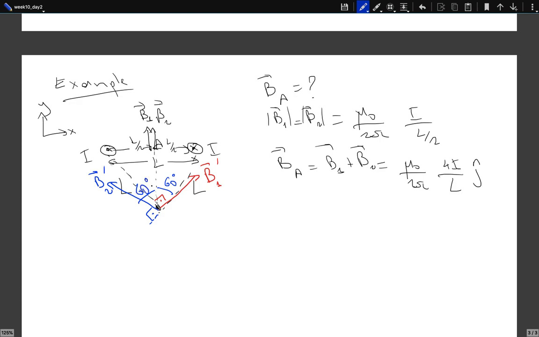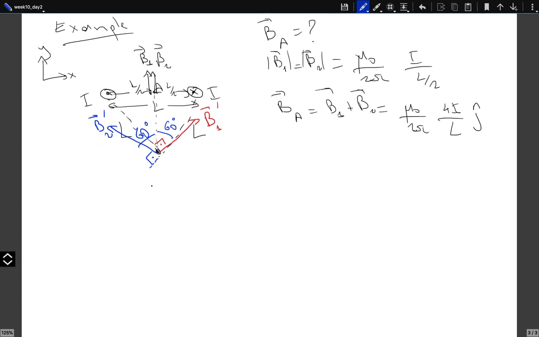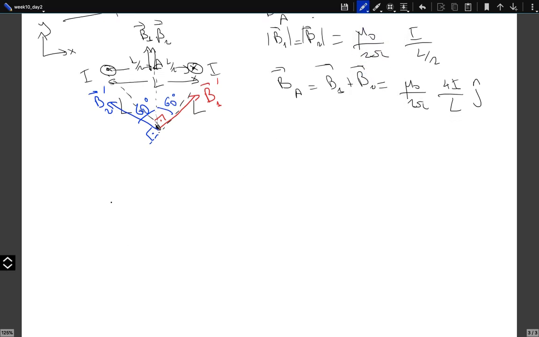Yes? No. It's just my drawing sucks. So let me draw it again. So here I have one current. Here there is the other current. So this is supposed to be a right triangle. No, not a right triangle, but an isosceles triangle.